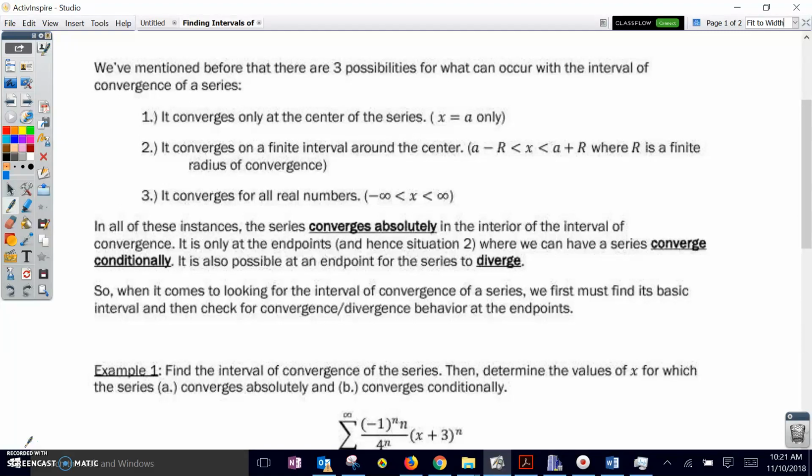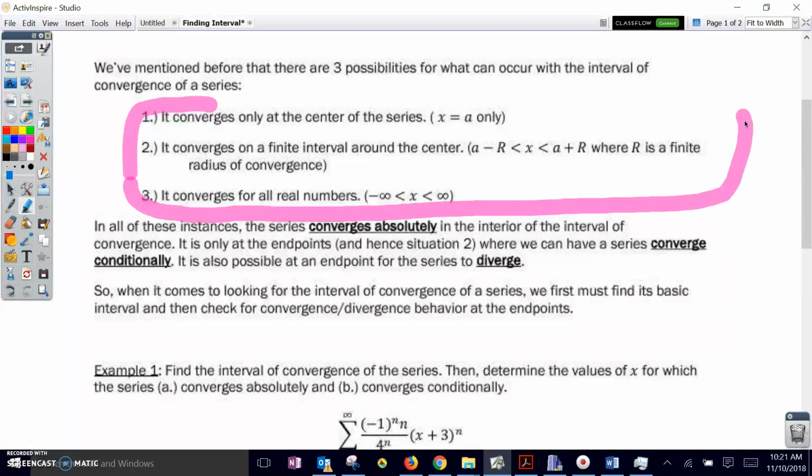Alright, welcome back everybody. In this video we're going to look at finding intervals of convergence of series. We've mentioned before this concept that a series can have one of three possibilities: that it converges only at the center, that it converges in a finite interval around the center, or that it converges for all real numbers.